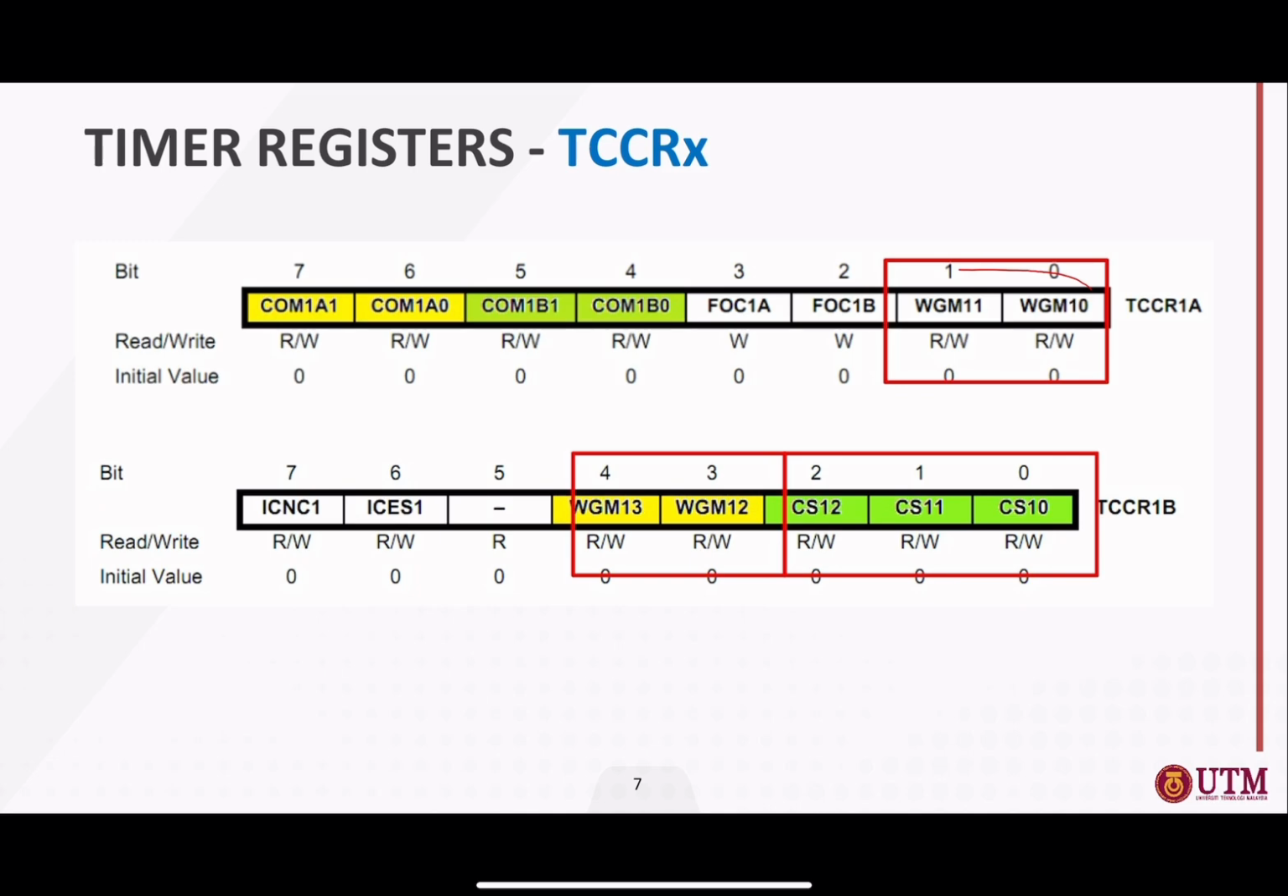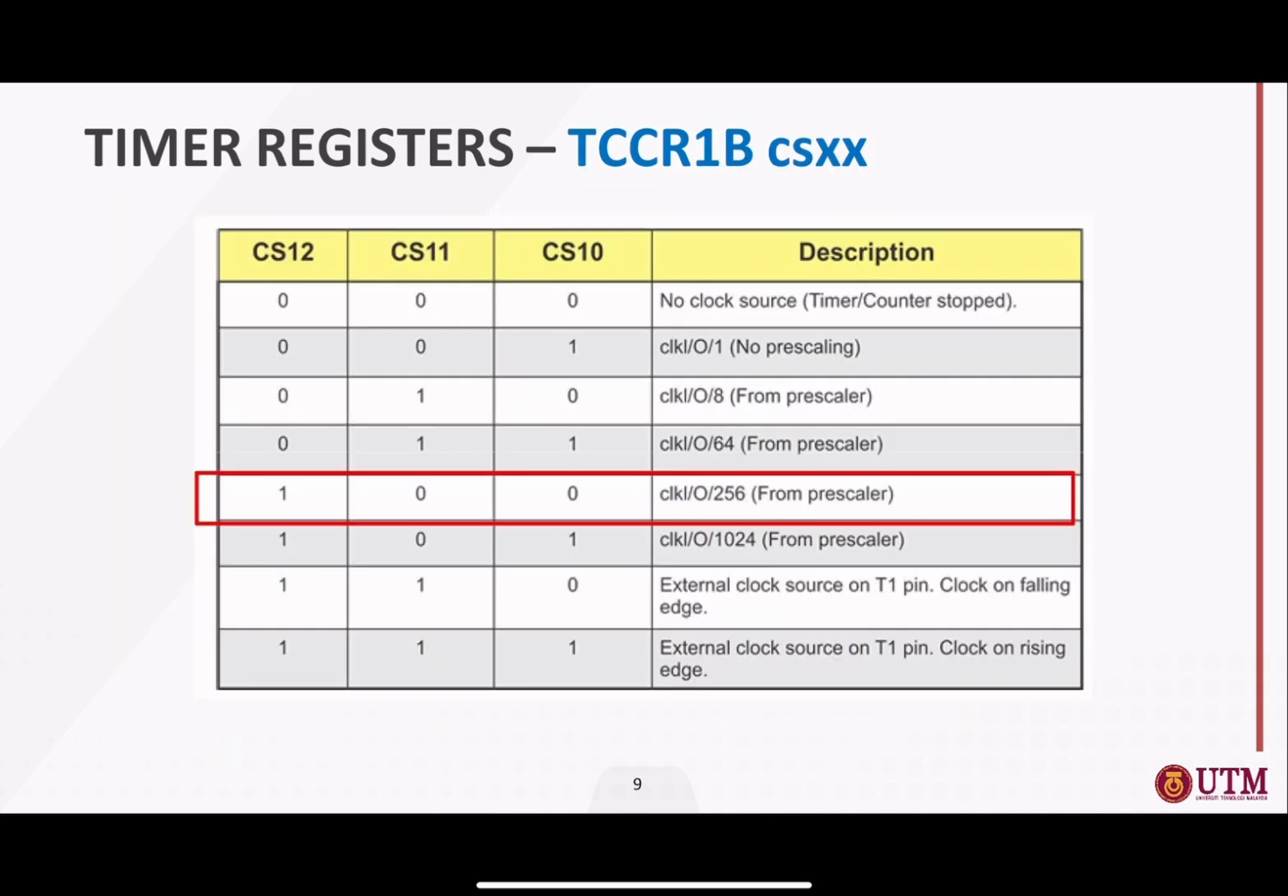The next part is CS10, CS11 and CS12. CS is used to configure our prescaler. If you don't want any prescaler, you just choose 001. If you want a prescaler of 8, which is the division, choose 010, and so on, according to this table: 8, 64, 256 and 1024.